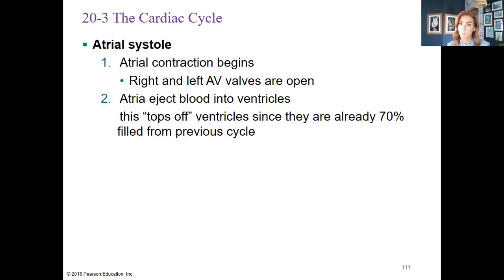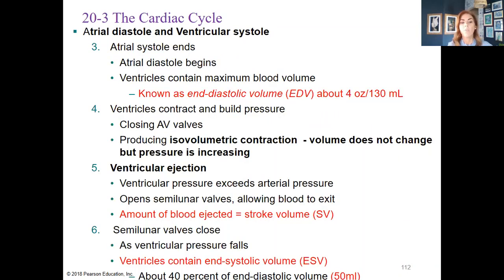Now, when we have atrial systole end, that means that atrial diastole is going to begin. If these are done contracting and then they start relaxing, that's the difference between systole and diastole. You can see here on the slide, it says the ventricles contain the maximum blood volume. So they have contracted, they have given off the 30% that they need to do through their contraction.